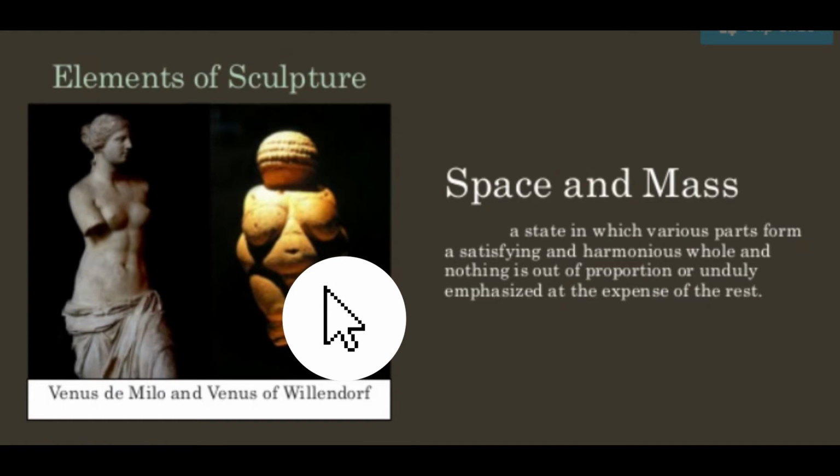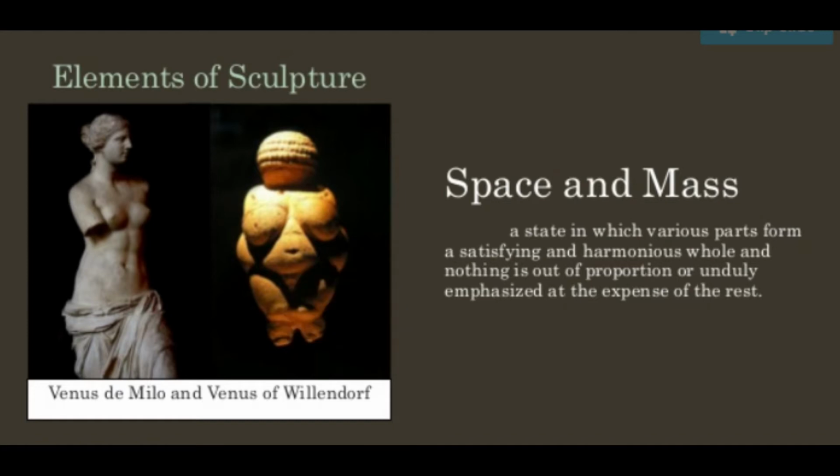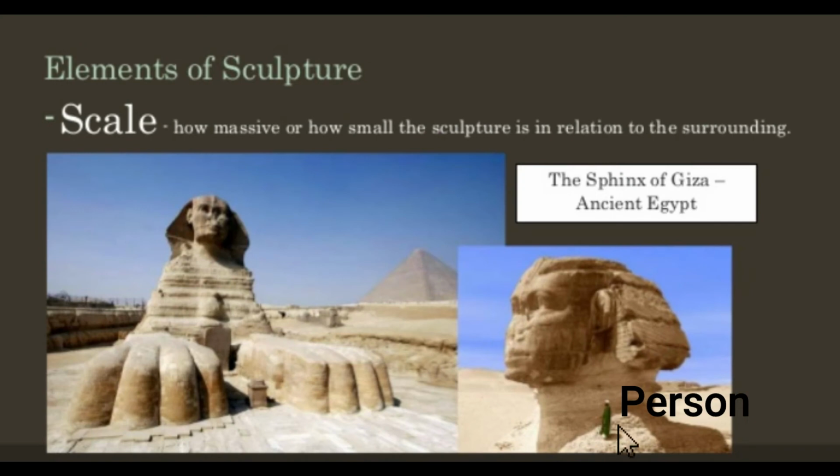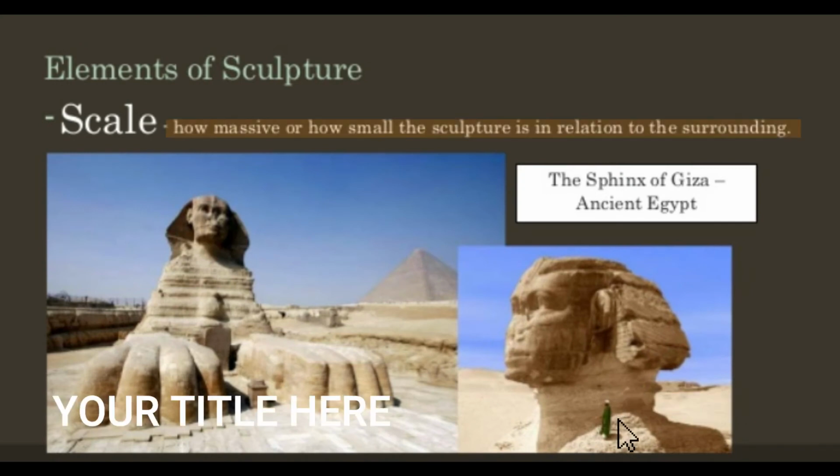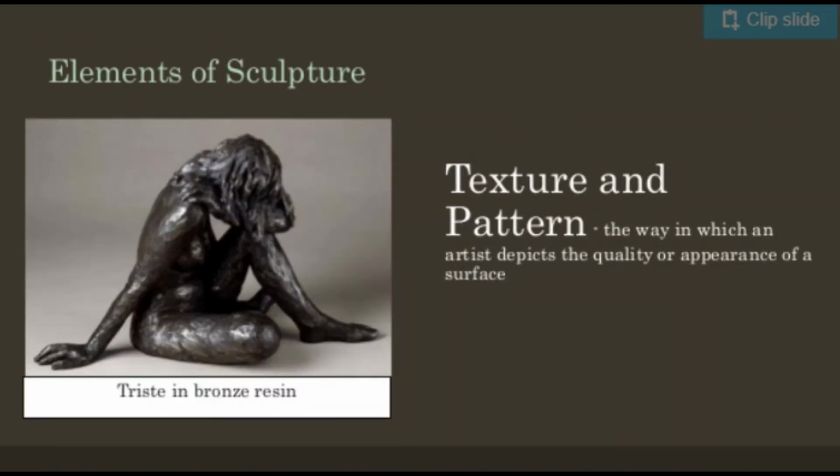The fourth is mass, which is a tangible solid that occupies space. Scale is how massive or small a sculpture is in relation to the surrounding. And lastly, texture, the surface quality of a sculpture.